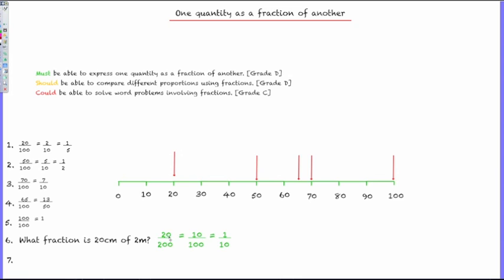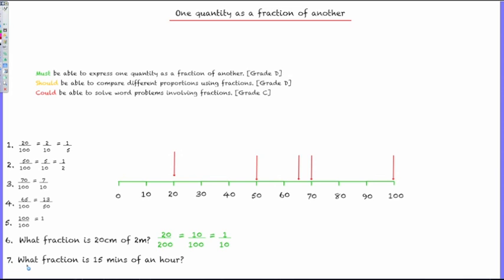Okay, so we get 20 over 200, they both divide by 2, so I get 10 over 100, and now they both divide by 10. Okay, you could have divided by 20 straight away, but so long as you get 1/10, then you have got the answer correct. Okay, next question.